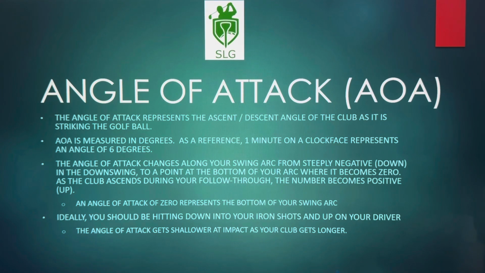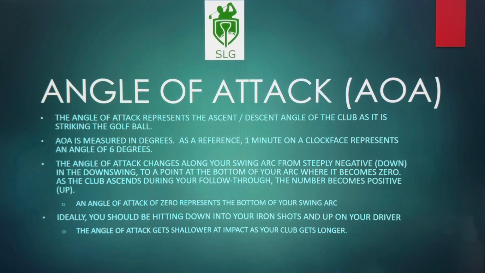The third metric that is of paramount importance is the angle of attack. The angle of attack represents the ascent/descent angle of the club as it is striking the golf ball. The angle of attack is measured in degrees. As a reference, 1 minute on a clock face represents an angle of 6 degrees.